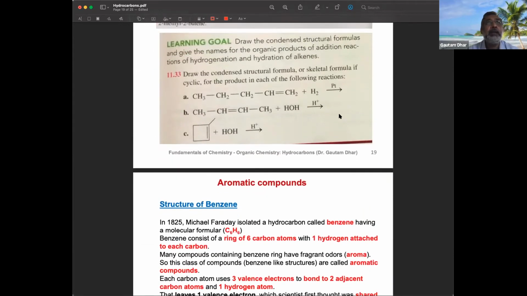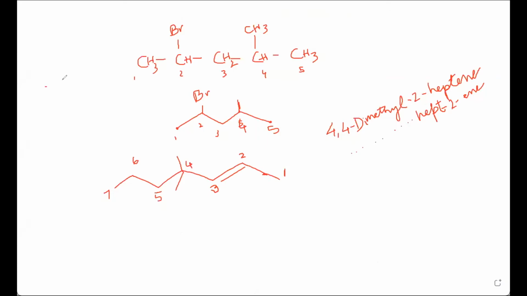But let's do this. In A, addition of hydrogen is straightforward, right? That's a symmetric double bond, so symmetric molecule, hydrogen doesn't make a difference. When you are adding H-OH in B, the substrate is symmetric, so no difference whether you put the H on the left or the right carbon atom. How about number C? So what is the answer?